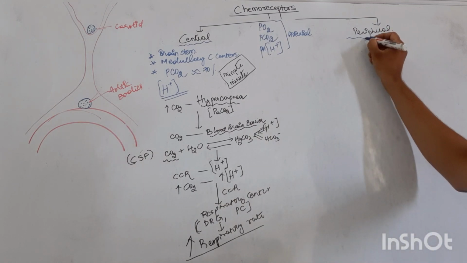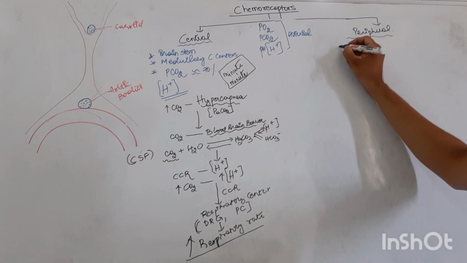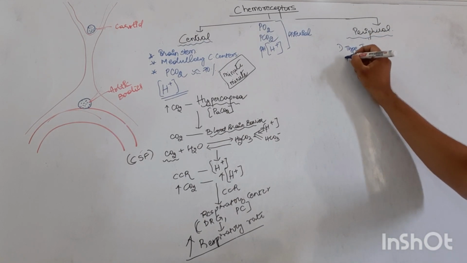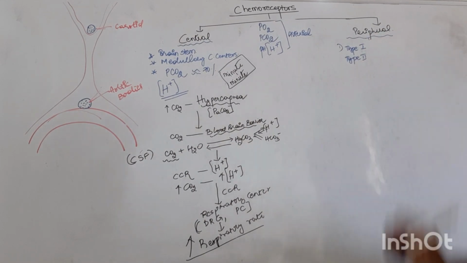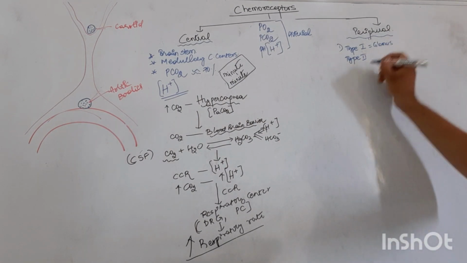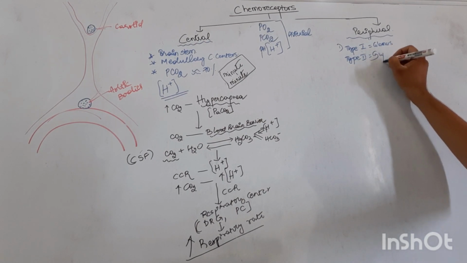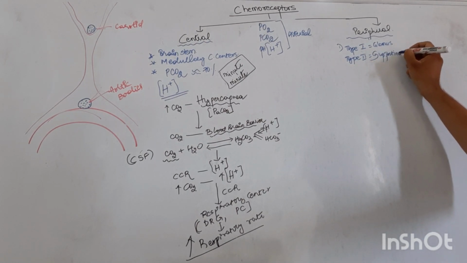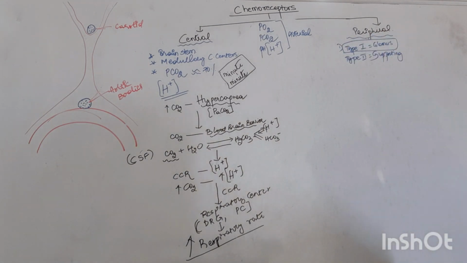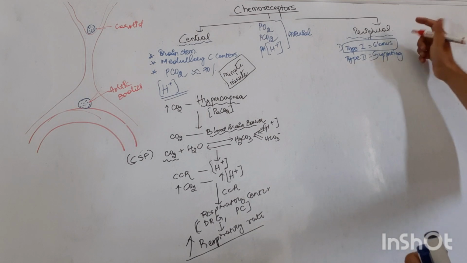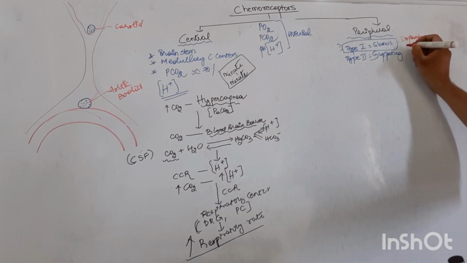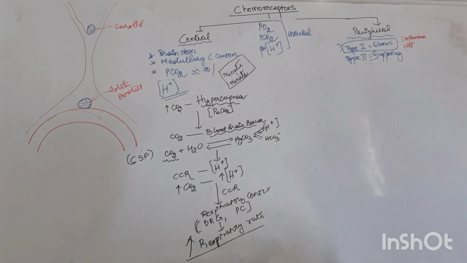These consist of type 1 cells and also type 2 cells. Type 1 cells are also called glomus cells. Type 2 cells are also called supporting cells. These type 1 cells are involved in the detection, where it consists of the neurotransmitters like dopamine, ATP, etc.